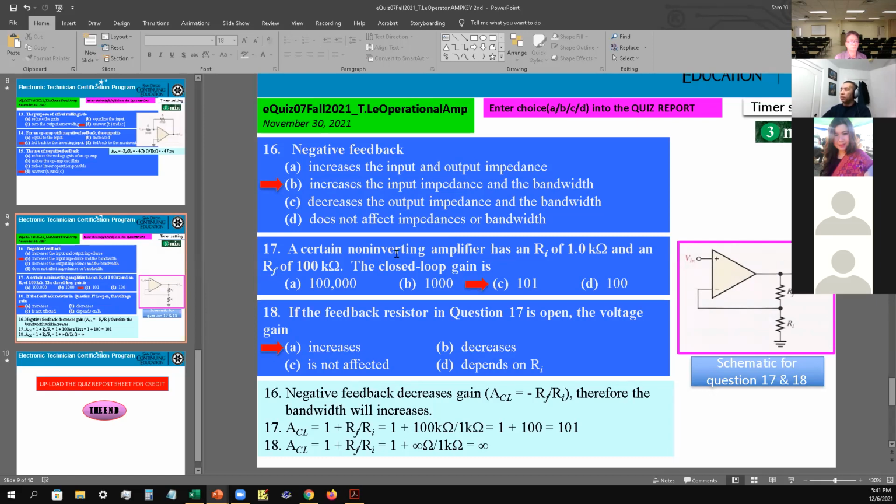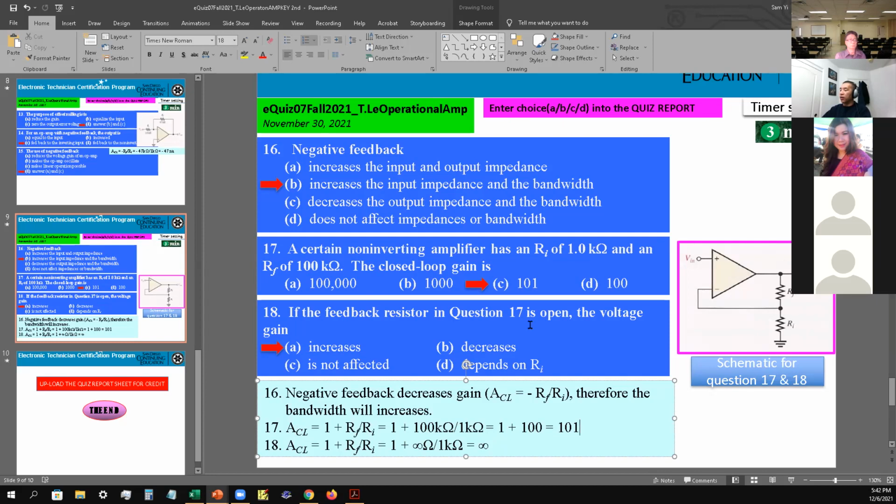Number 17, a certain non-inverting amplifier has an R input of 1 kilo ohm and feedback resistance of 100 kilo ohms. The closed loop gain is, so you have a closed loop and it's a non-inverting. So closed loop gain is going to be 1 plus RF divided by RI. We know that RI is 1K and RF is 100K. So therefore it's going to be 1 plus 100. You yield 101 as your gain.